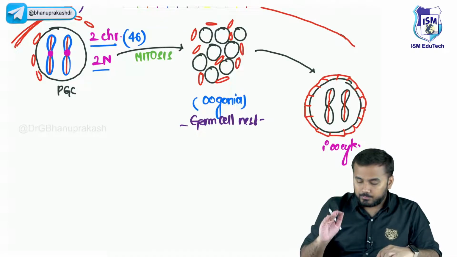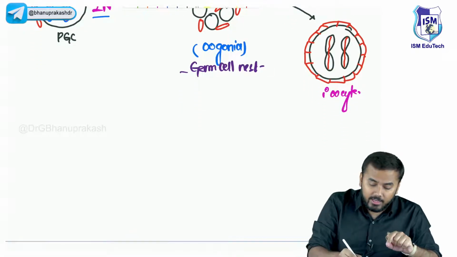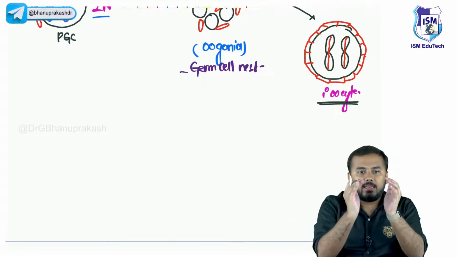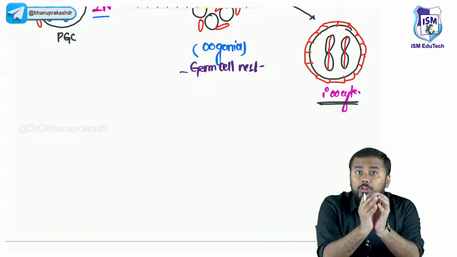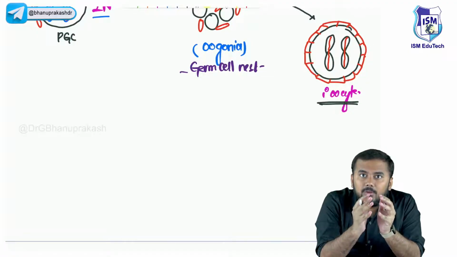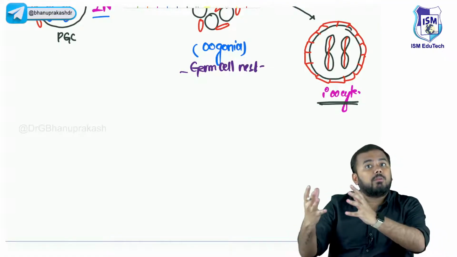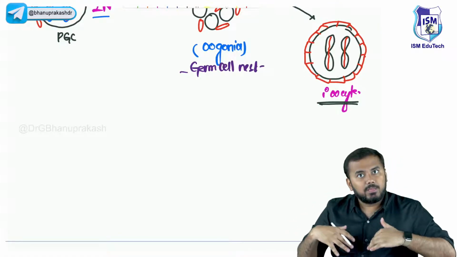Just listen carefully now. What stage do we have here? We have got primary oocyte. Where is this all happening? This is happening in the ovary. Ovary of what? Ovary of the developing baby. Ovary of the baby girl which is still in the mother's womb. She has not been born yet. Okay, it is in the mother's womb.